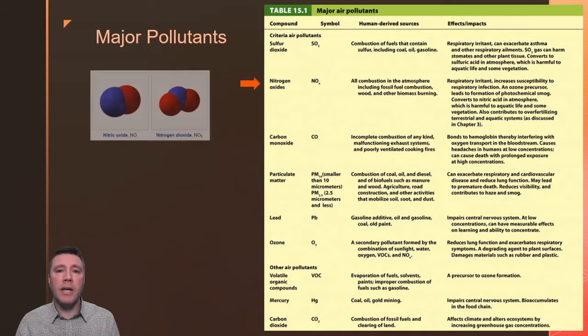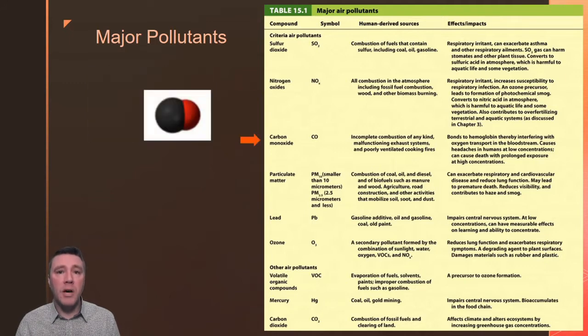Nitrogen compounds like nitrogen oxide, NO, and nitrogen dioxide, NO2, are the result of combustion reactions. While nitrogen oxide is colorless and odorless, nitrogen dioxide is a reddish-brown stinky gas. Nitrogen oxides are respiratory irritants and contribute both to acid rain and the formation of photochemical smog, a topic later in this presentation. Carbon monoxide, CO, is a colorless, odorless gas that is formed by incomplete combustion.